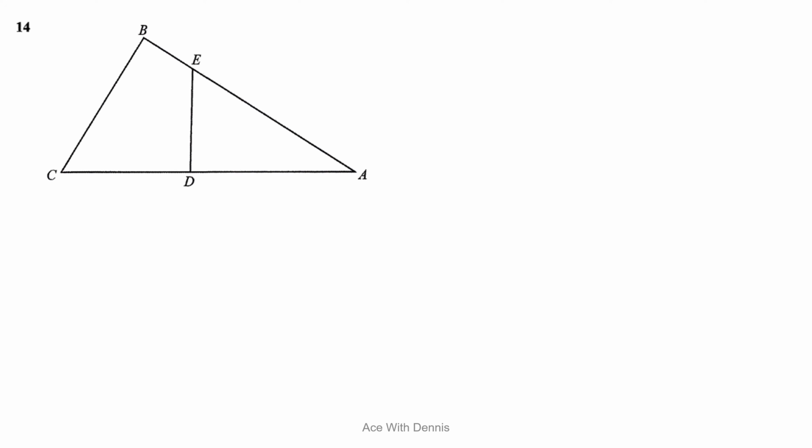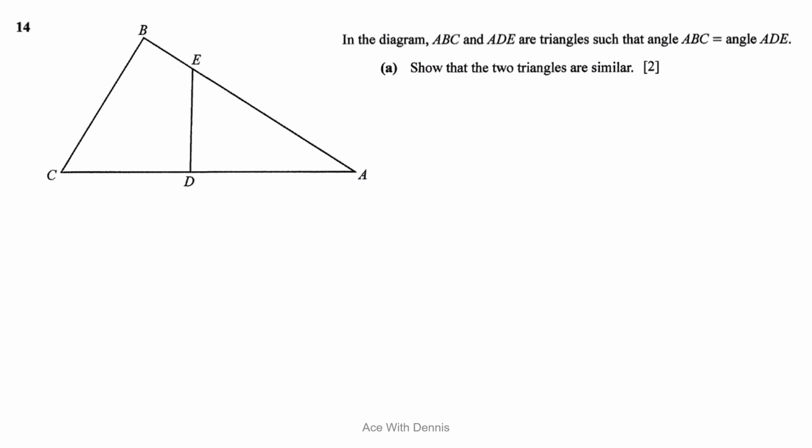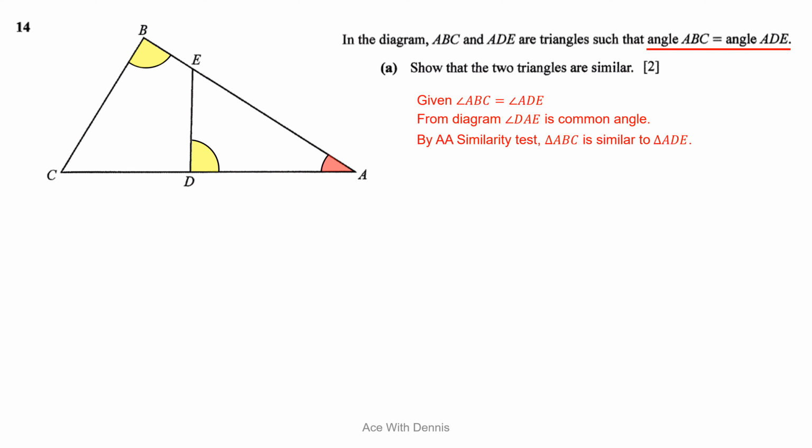Question 14. Given this diagram. In the diagram, ABC and ADE are triangles such that angle ABC equals angle ADE. A. Show that the two triangles are similar. 2 marks. Alright, so given angle ABC equals angle ADE, so which means this angle equals to this angle. And from the diagram, we can see that angle DAE is common angle, so which means this angle. So by AA similarity test, triangle ABC is similar to triangle ADE.